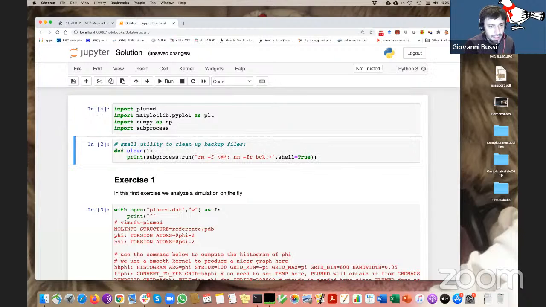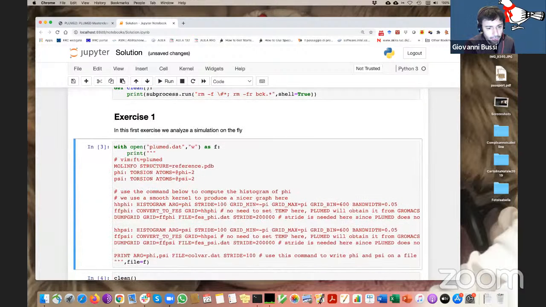Okay, so let me go to the solution now, and I will execute it step by step and comment on it. I'm just importing some modules here, and I defined a very simple function that I will use from time to time in order to clean up the backup files. This is something that is always tricky the first time you use GROMACS and PLUMED. If you run many examples in the same directory, at some point GROMACS and PLUMED start to complain because they cannot back up files anymore. In this way, we can clean up everything.